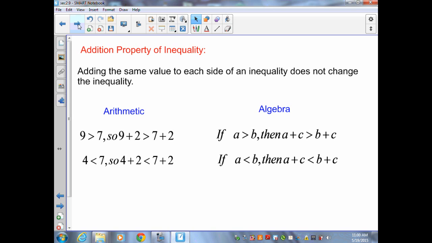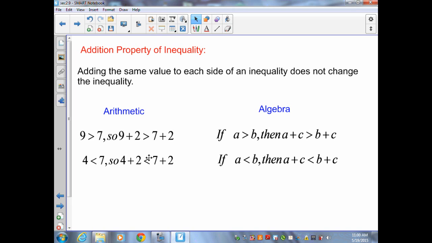And the same is true for the addition property of inequalities. Adding the same value to each side of the inequality does not change the inequality. The arithmetic version is 9 greater than 7. So if I add 2 to both sides, the inequality holds. 4 less than 7, and if I add the same quantity to both sides, the inequality still holds.